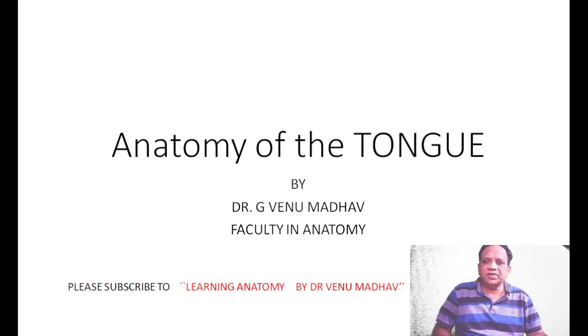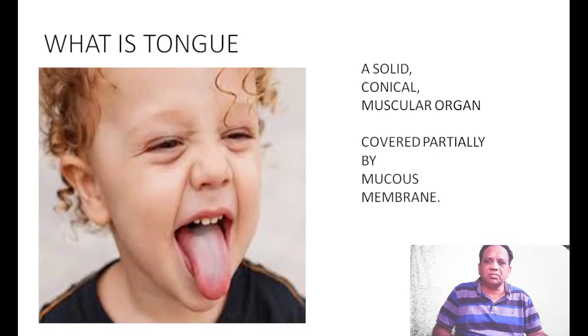Today we will learn about the anatomy of the human tongue. You know the tongue is a very important organ which is present in the mouth and it is used for the sense of taste. But anatomically we define the tongue as a solid conical muscular organ because it is solid, full of muscles, and conical in shape, and it is covered partially by the mucous membrane. Why is it partial? Because the base of the tongue which is attached to the floor of the mouth is not covered by the mucous membrane.